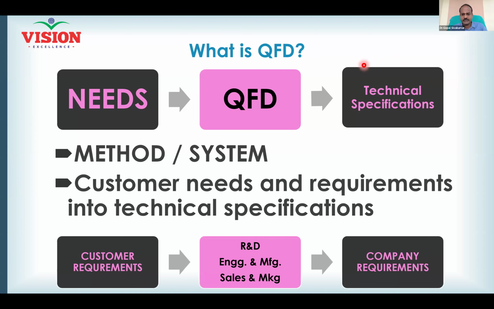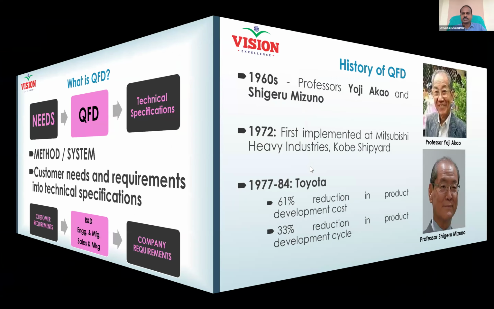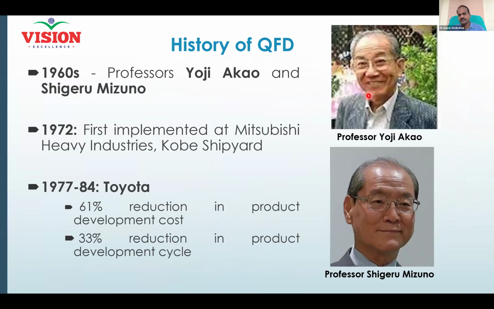So what happens actually, we convert the customer requirement into R&D requirement, engineering requirement, manufacturing requirement. All departments come and convey their requirement. Finally, it becomes a technical requirement or a company requirement. And based on the company requirement or technical requirement, we actually develop the product. And this was developed by these two gentlemen, Professor Yoji Akao and Professor Shigeru Mizuno, right? In the 1960s they developed it, and it was first implemented at Mitsubishi Heavy Industries at Kobe Shipyard.